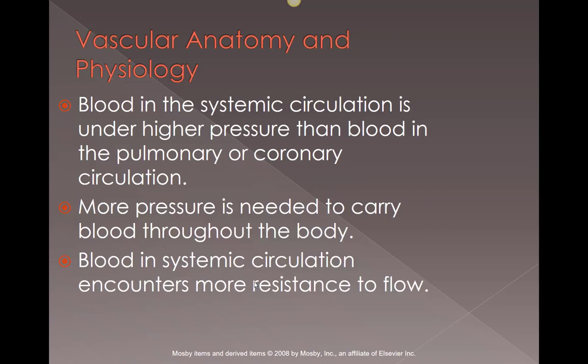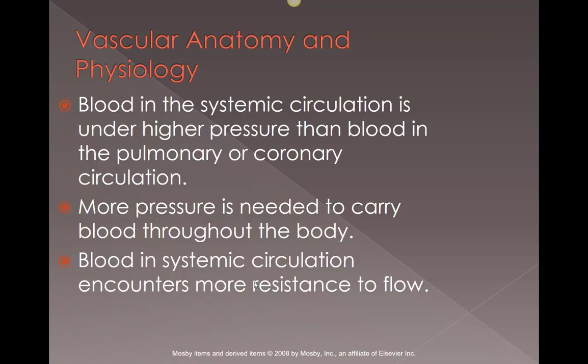When we start looking at vascular anatomy and physiology, blood in the systemic circulation is always going to be under more pressure than that in the pulmonary. Part of this is how strong the left ventricle actually contracts because of the extra muscle. And also, you have to think that the right side of the heart, the right ventricle, is only having to pump blood to the lungs. So it can be at a lower pressure.